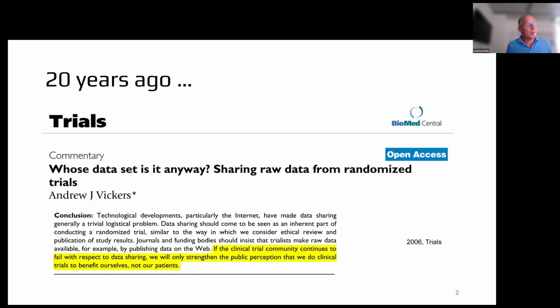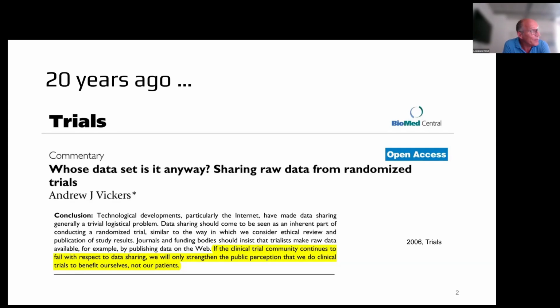That was even worse 20 years ago. And here's a comment by Andrew Wickers, who asks the question, whose data set is it anyway? Because the common perception at the time, and perhaps still, is that the data is owned by the PI who runs the trial, but that's actually disputed. And some people argue the data are owned by the patient or maybe by the public who funds your research, but certainly not by the PI.